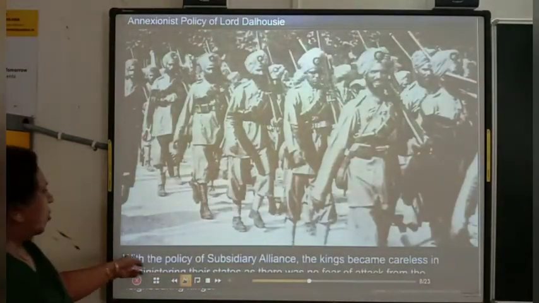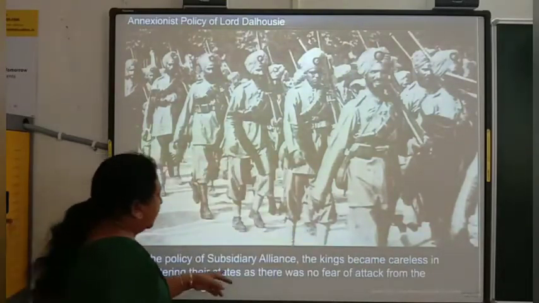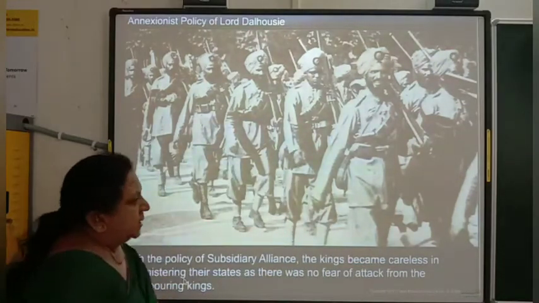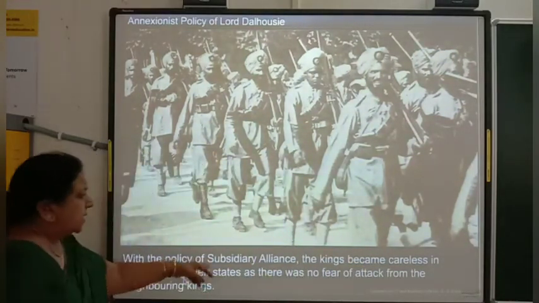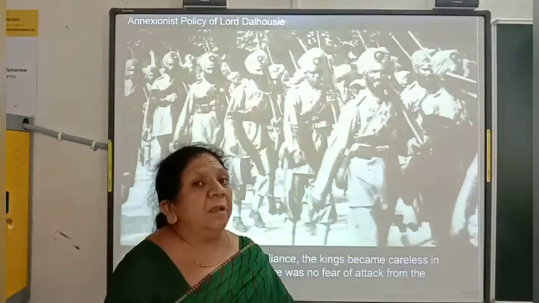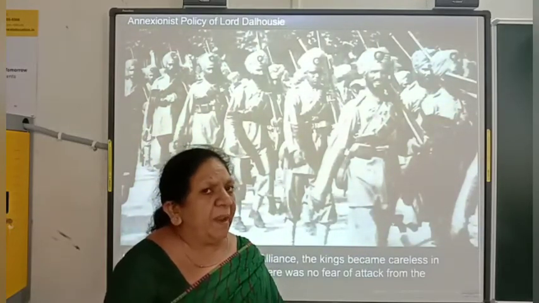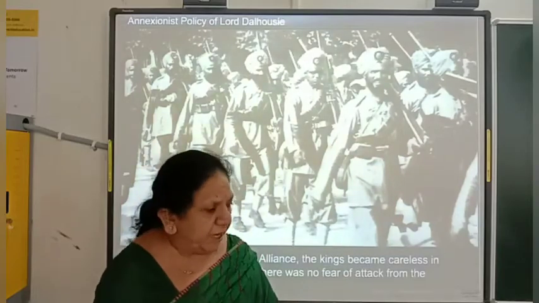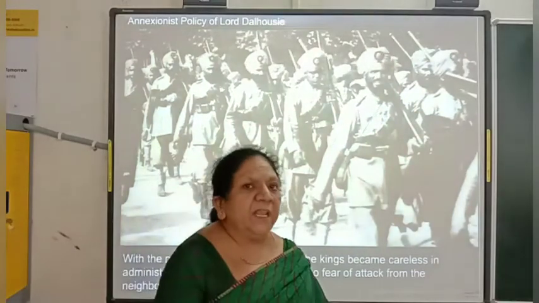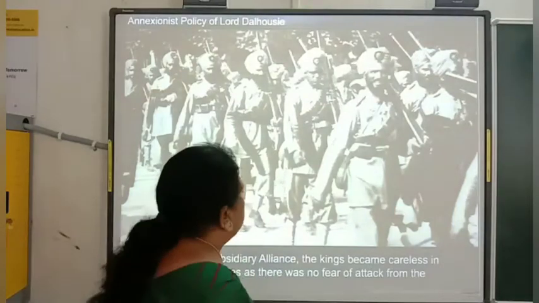See, with the subsidiary policy, the king became careless in administrating the state, as there was no fear of attack from the neighboring kings. Now, first, the subsidiary alliance, how was it? The kings became careless, because the armies were given by the British. They only had to pay money or give territory. But according to them, there was no fear. They knew that if any king attacked them, it was the British army that took care of them.